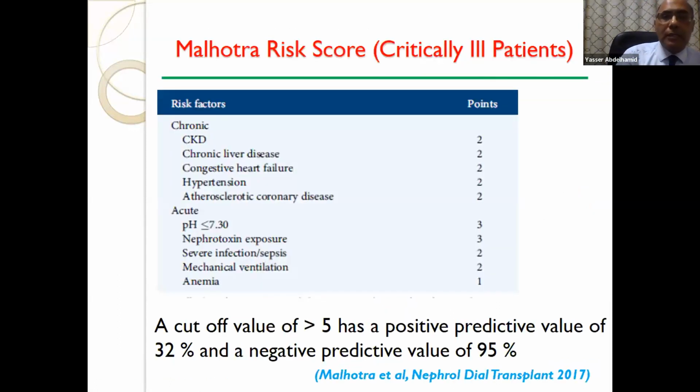Another score is the Malhotra score, developed in Cleveland Clinic for patients admitted to ICU. A number of factors: CKD, chronic liver disease, etc. As you can see, congestive heart failure and hypertension each have a score of 2. Here, pH less than 7.3 has a score of 3. With a calculated score cutoff of more than 5, the positive predictive value for the risk of acute kidney injury is 32, and the negative predictive value is 95%.